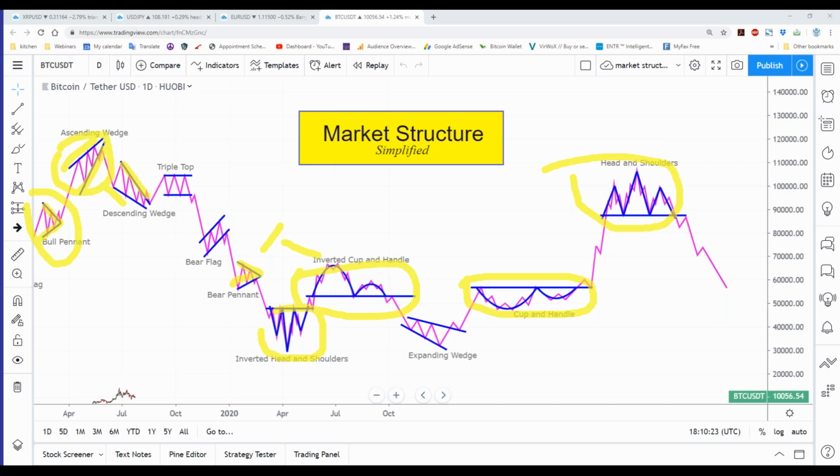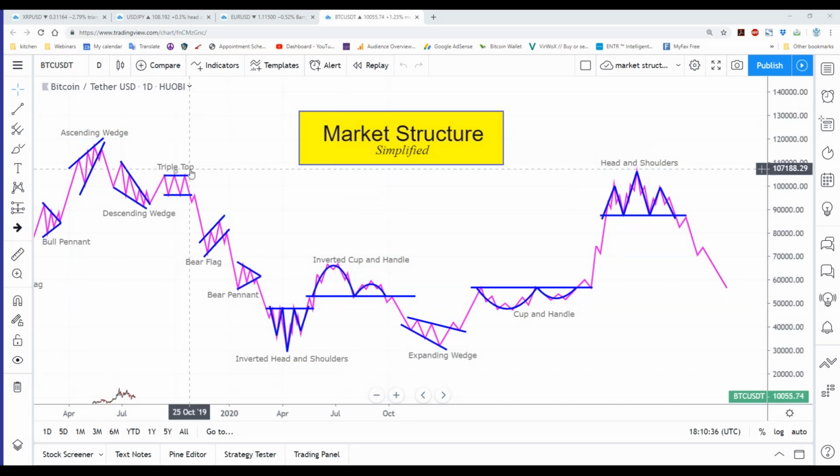I don't try to separate all the different kinds of triangles, okay, because they don't give you any more information memorizing all their names. They all have some general rules, but they're mostly common sense rules about the angles of the support and resistance lines.